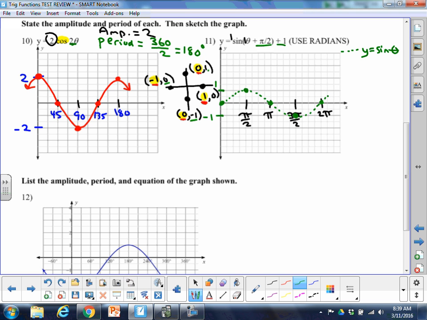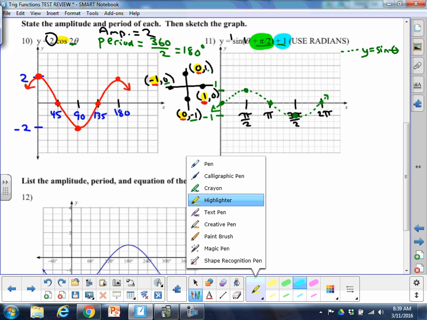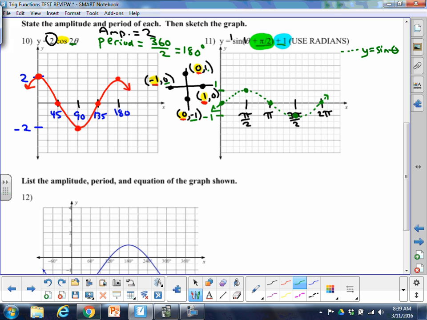Again, let's do this dotted or lightly in a different color. This is like an intermediate step, because now we have to worry about the shifting that's taking place here. We have a plus pi over 2, and we have a plus 1. So all of those points, think about you have 5 points, they're all going to get moved. The plus pi over 2 is actually going to take us left pi over 2, and the plus 1 on the outside is going to take us up 1.